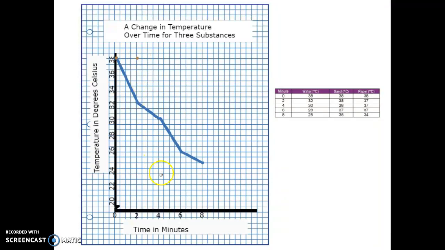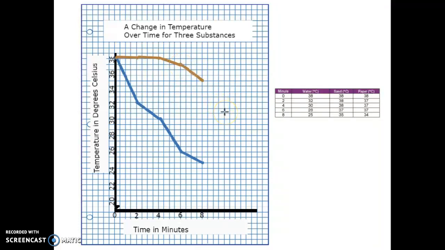At 4 minutes, it was 38 degrees Celsius. At 6 minutes, it was 37. And then at 8 minutes, it was 35. Once again, I'll go back and connect the lines. And it'll give us kind of an idea of what happened with our data and be able to compare our different materials.